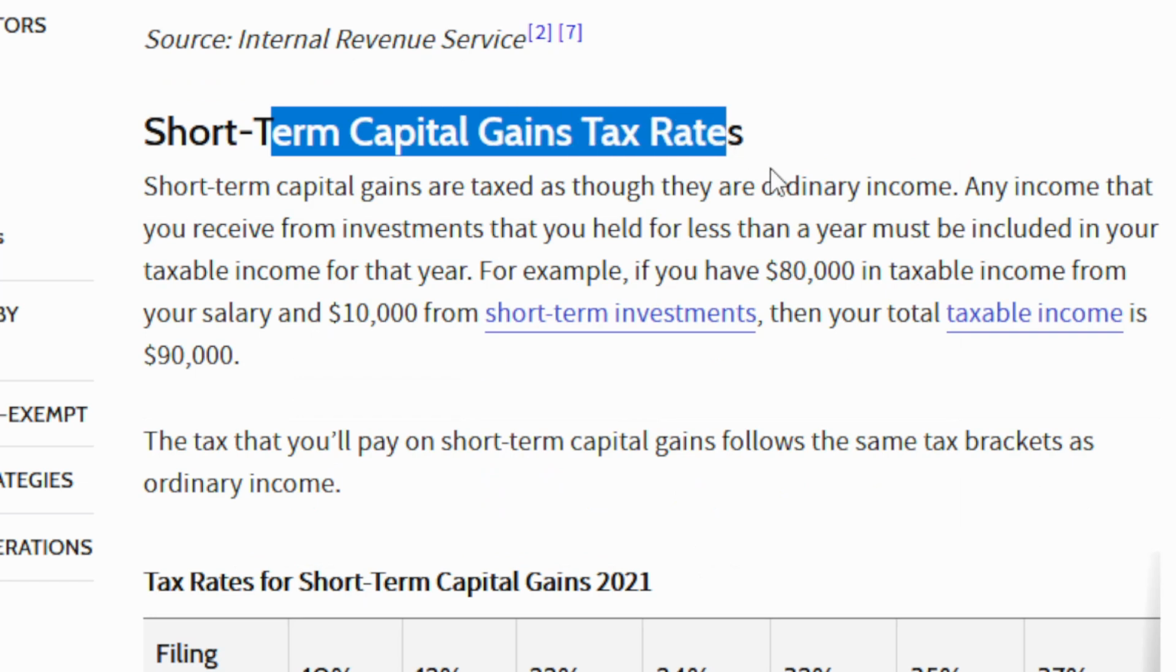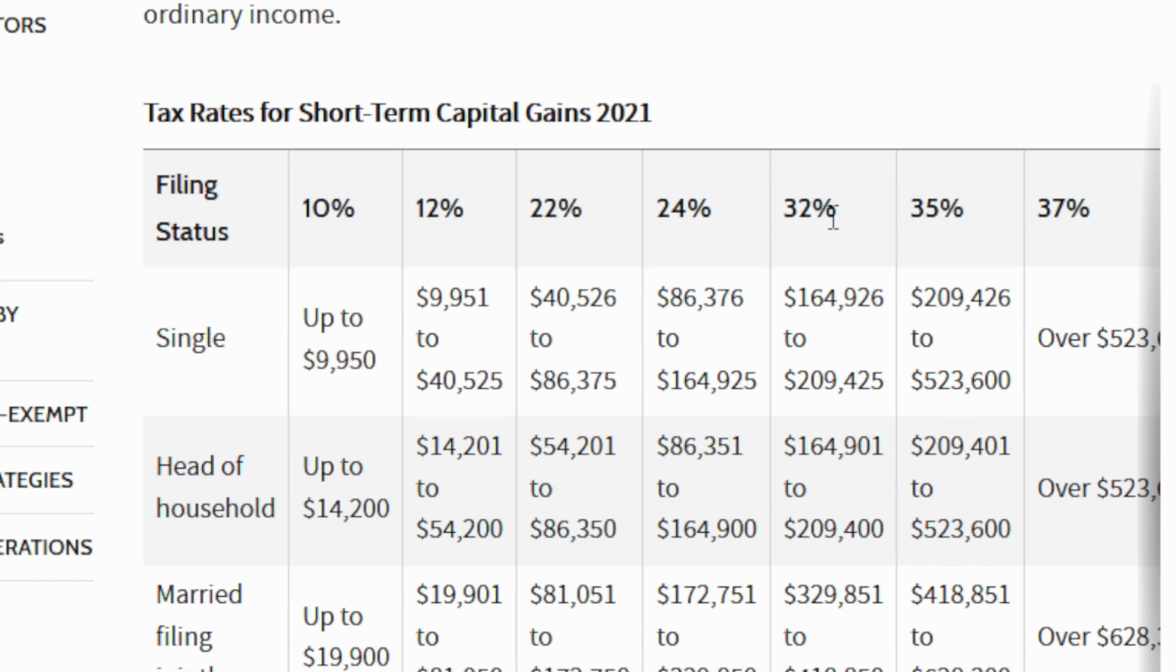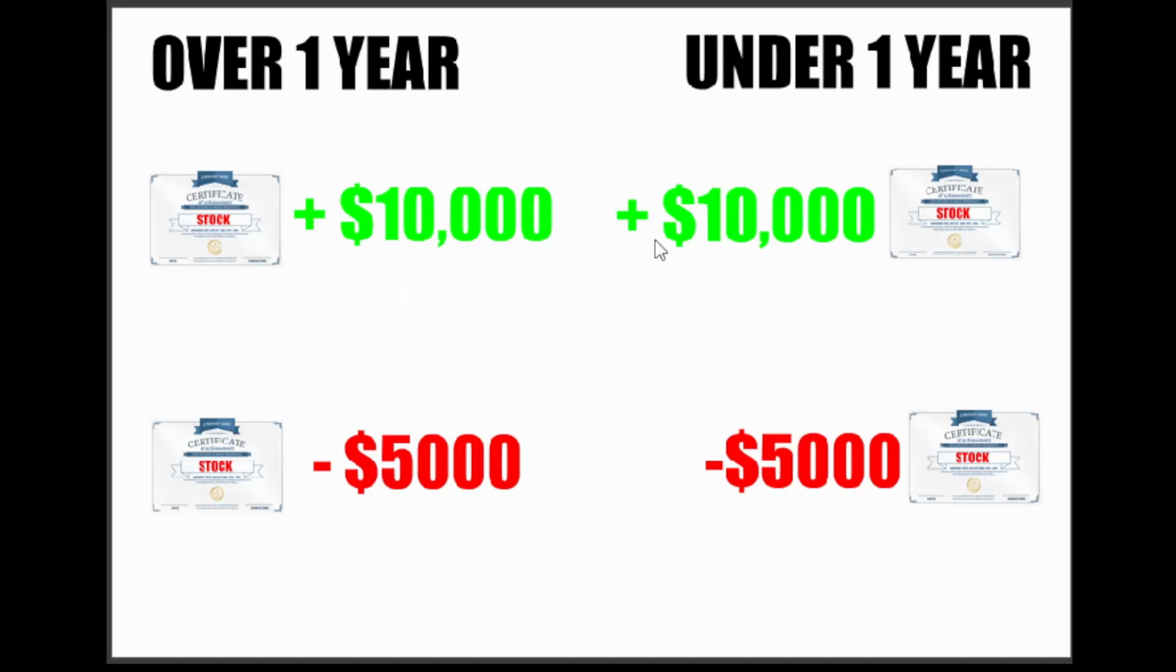Now let's look at the short-term capital gains tax rates. It's about 10% up to $10,000 in income for a single person and goes all the way up to 37% if you make over $523,000. In this example, I'm going to use 32% as the short-term capital gains tax rate for an income between $164,000 and $209,000.